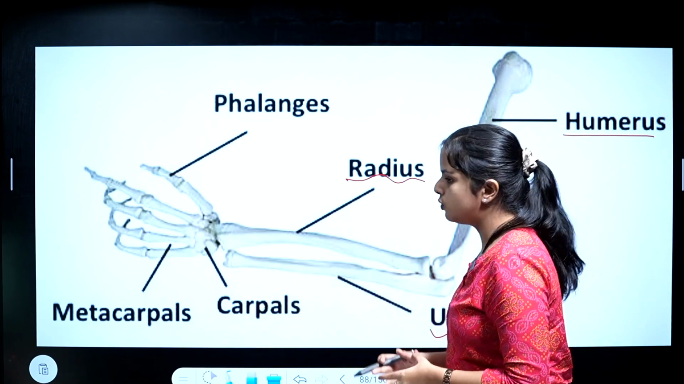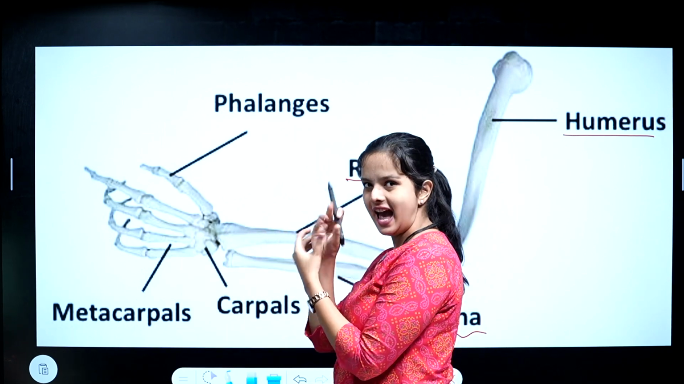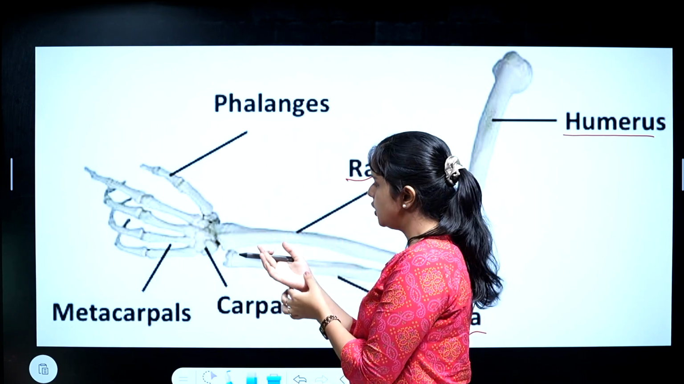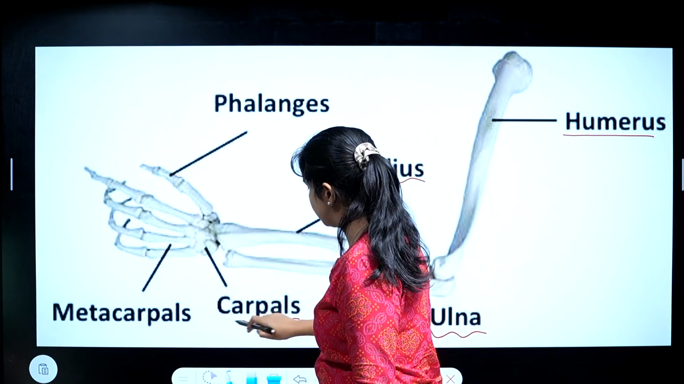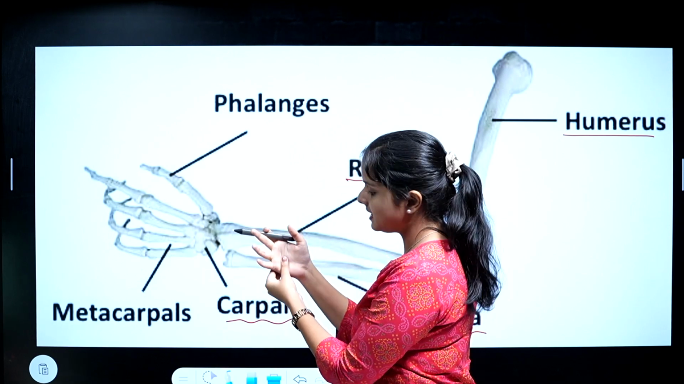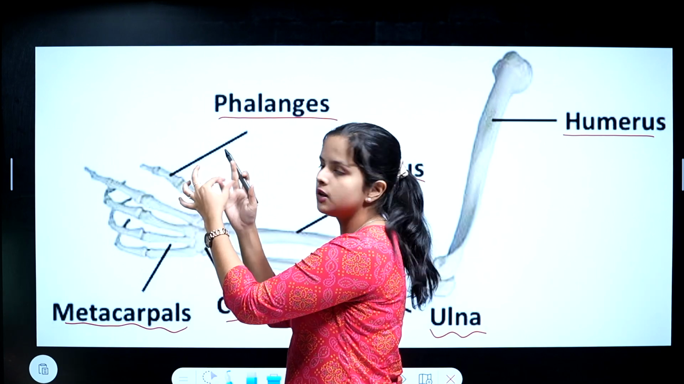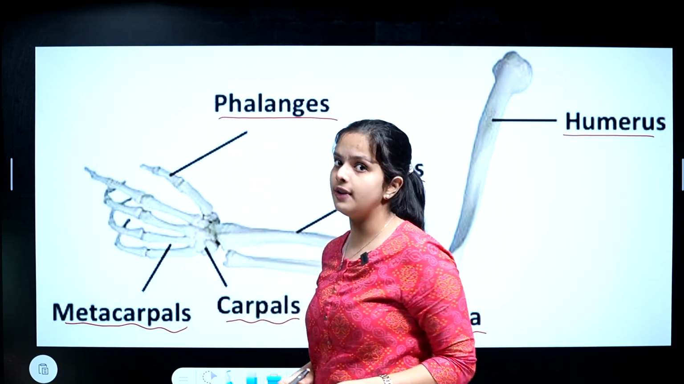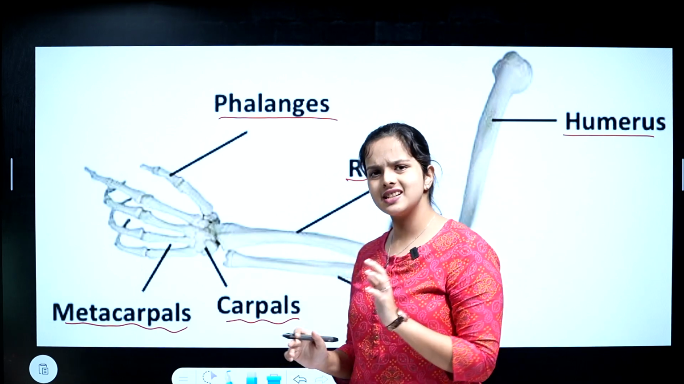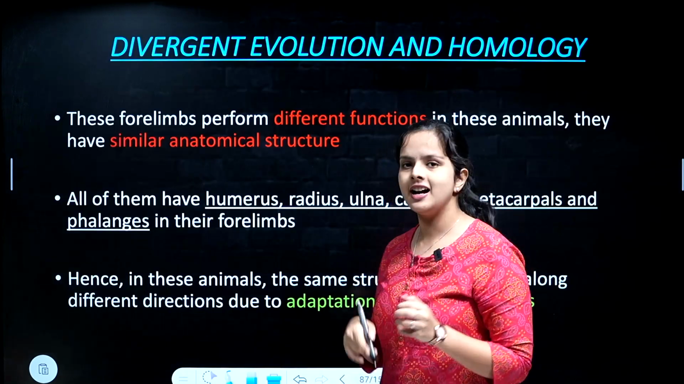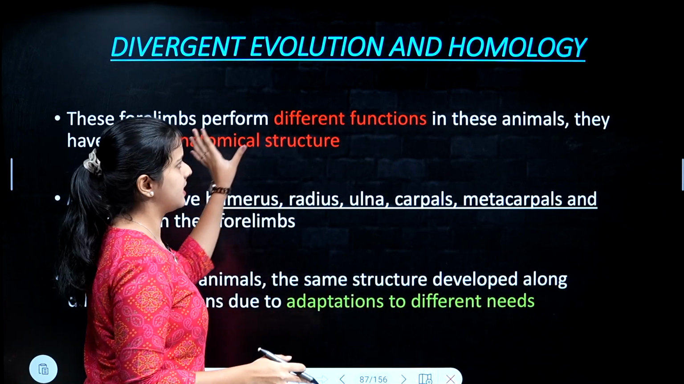Then you have the third region, the palm portion. You can see carpals here. The bones that we have over here are known as the carpals. Moving on, you have the metacarpals, and then you have the phalanges, the fingers. So this is the basic structure of a forelimb of a human. It is almost similar in the cheetah, whales and bats. This is known as divergent evolution.